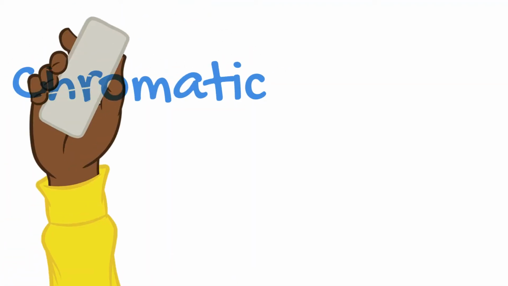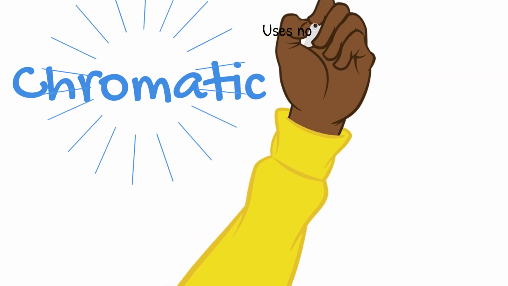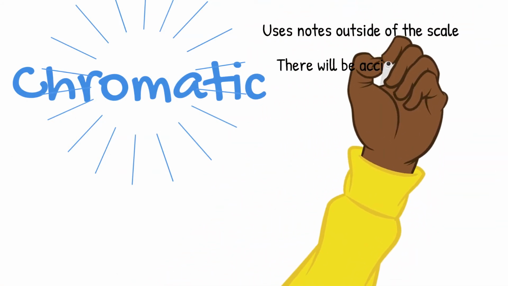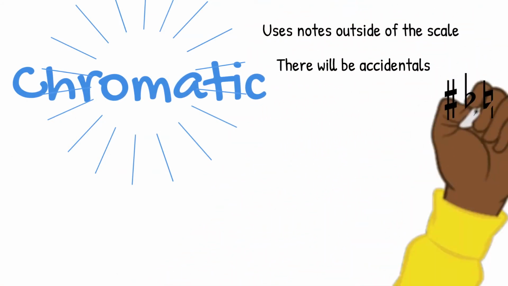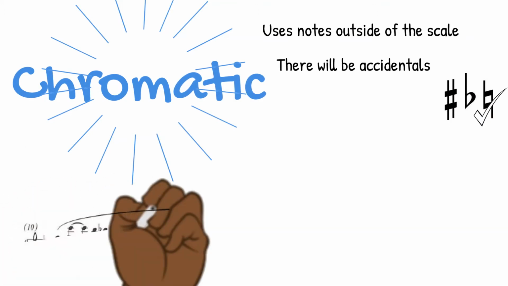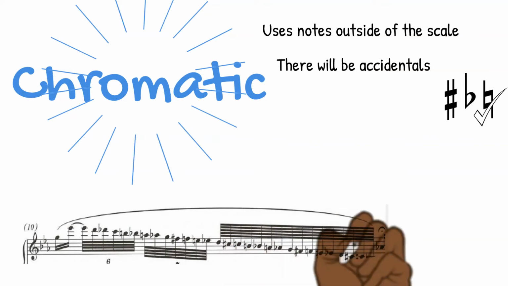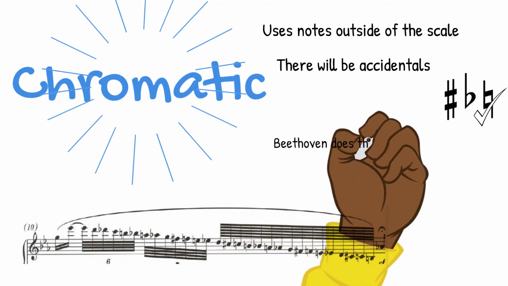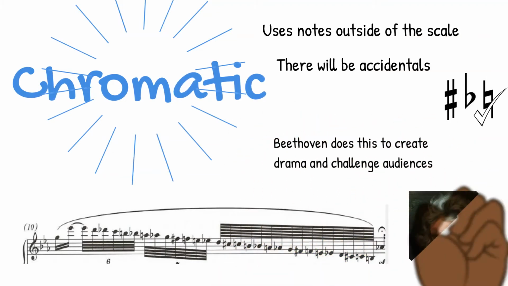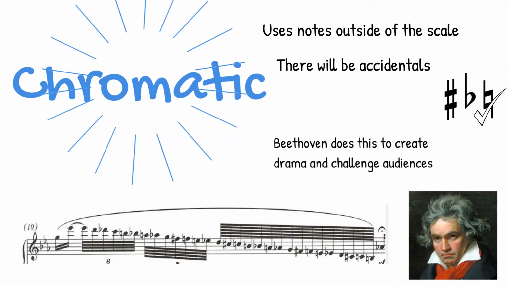Chromatic is when a melody uses notes that are outside of the scale. There will be lots of accidentals in this case. Beethoven wrote chromatic melodies to create drama and really challenge his audiences.